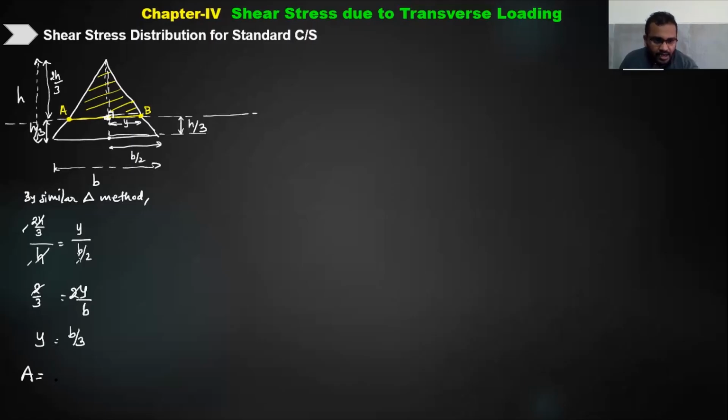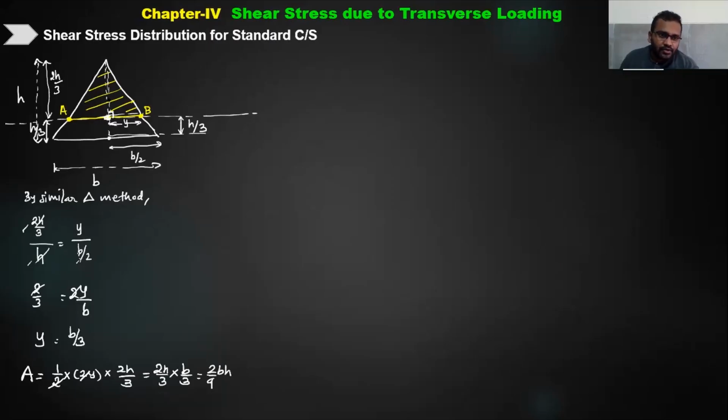The area of the triangle will be half into base 2y into height 2h by 3. The 2 cancels, we get 2h by 3 into y. y is b by 3. So this is 2 by 9 bh, which is the area, only the area.